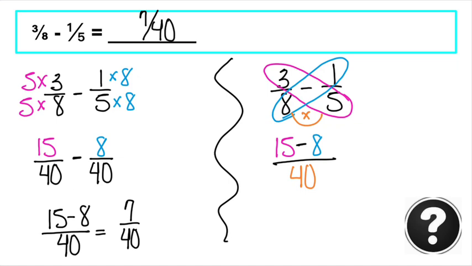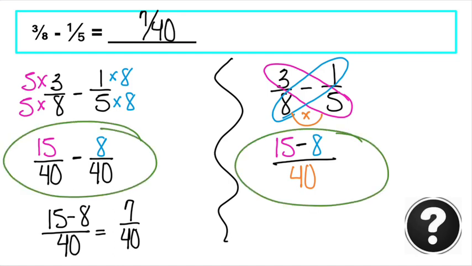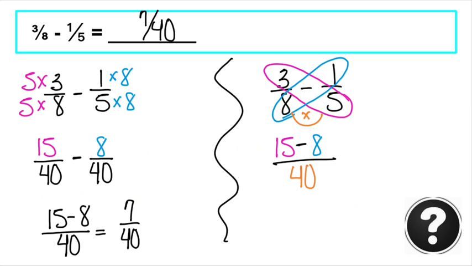So notice how what we have on the left-hand side and then here on the right are basically the same thing. The only difference is on the left-hand side, we're showing step by step what we're multiplying together, and on the right, we're just crisscrossing and circling it. But once you subtract 15 minus 8, you'll still get 7 out of 40. The same answer we got using option 1.